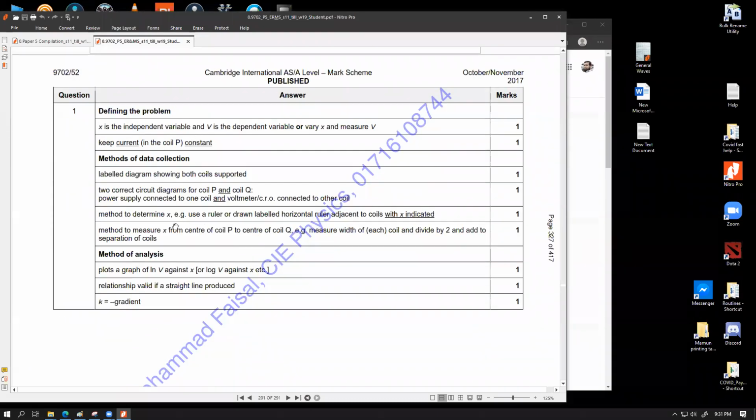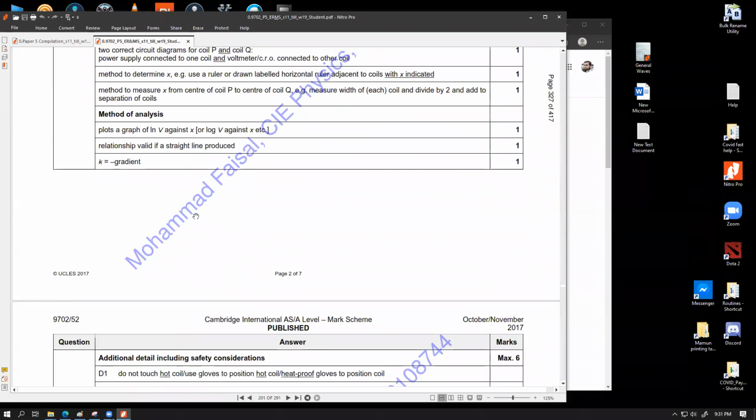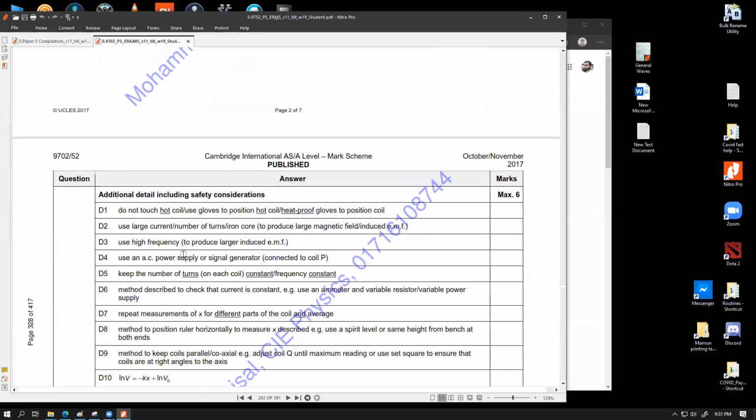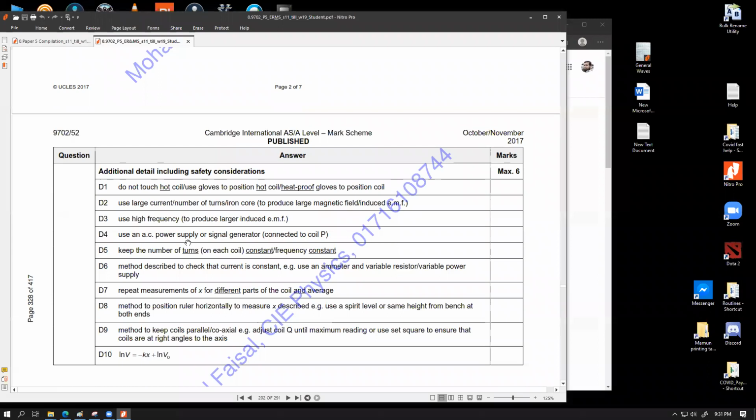As for this whole diagram, they have not mentioned that coil P has to be supplied with AC. But this experiment will not work at all if coil P is supplied with DC. What they show us is that using an AC power supply was given as an added detail, not a primary requirement. I don't know how that works, but they think it that way. So showing an AC power supply scores one additional mark. Keep the number of turns on each coil constant, and frequency constant. Method described to check that the current is constant: with an ammeter and variable resistor power supply. I included that.